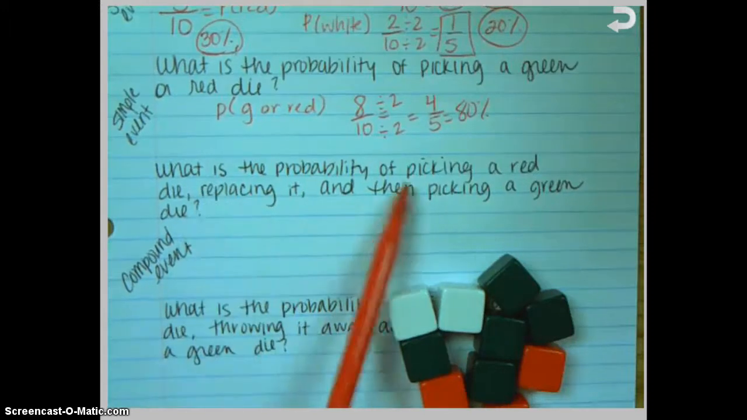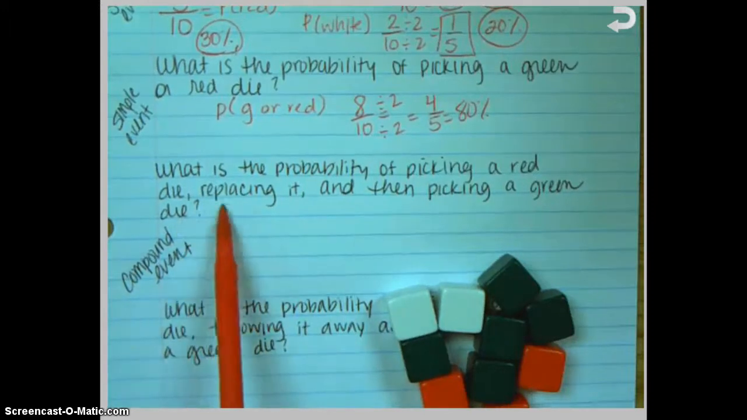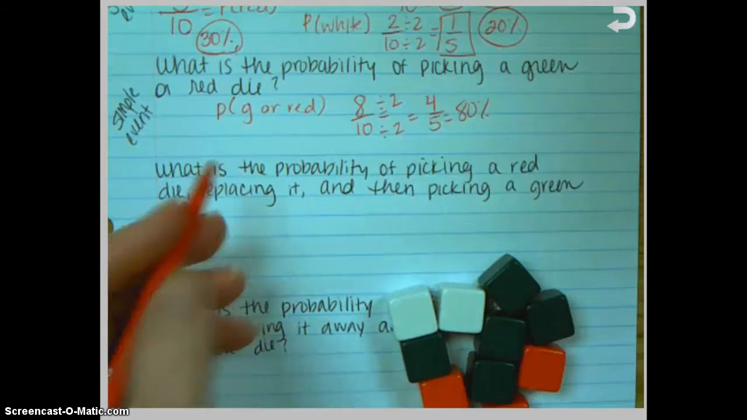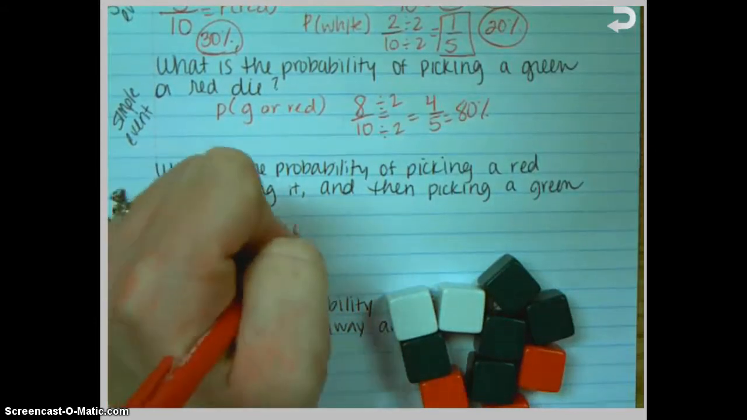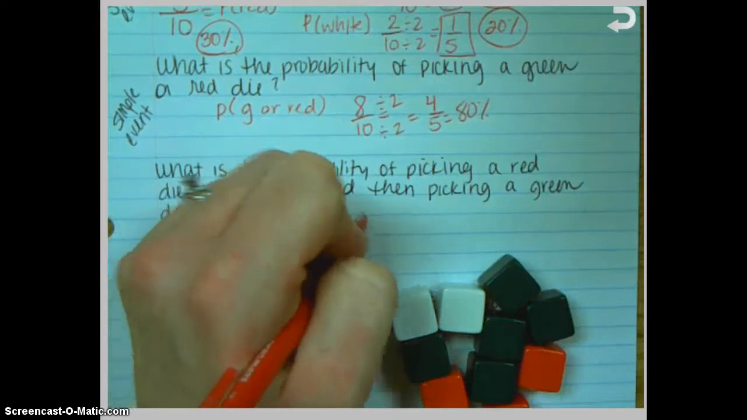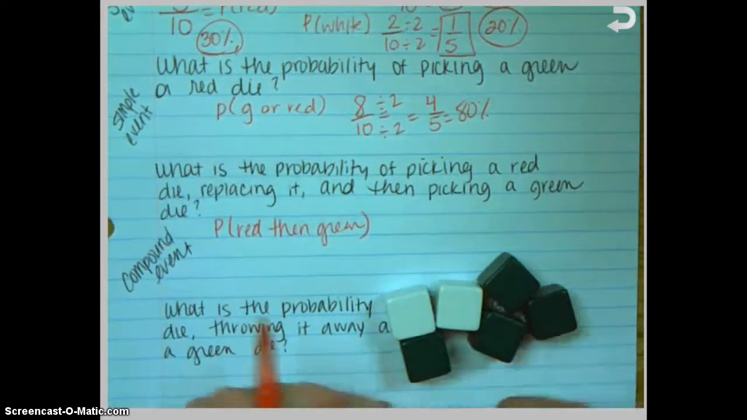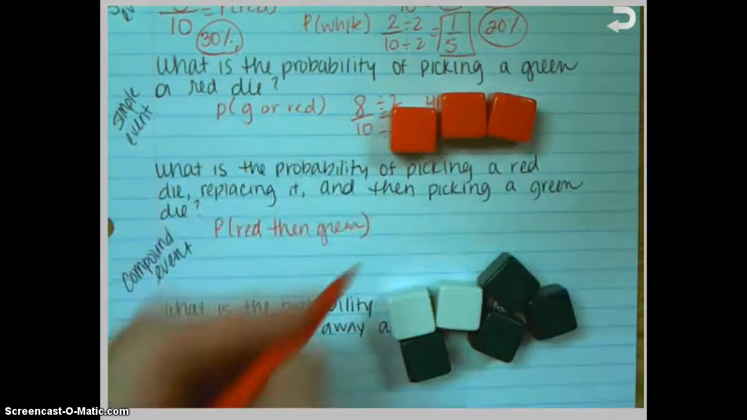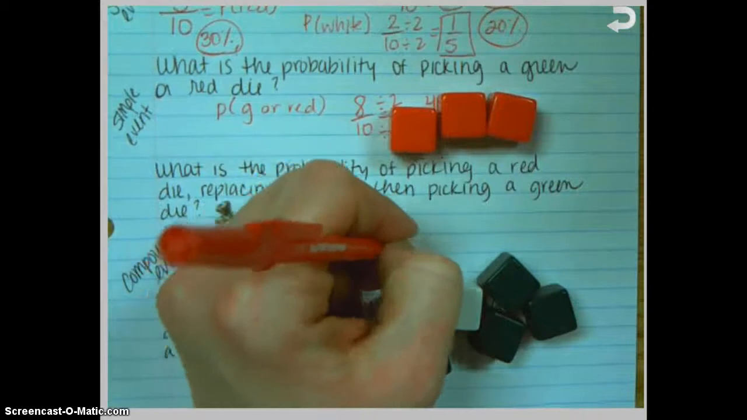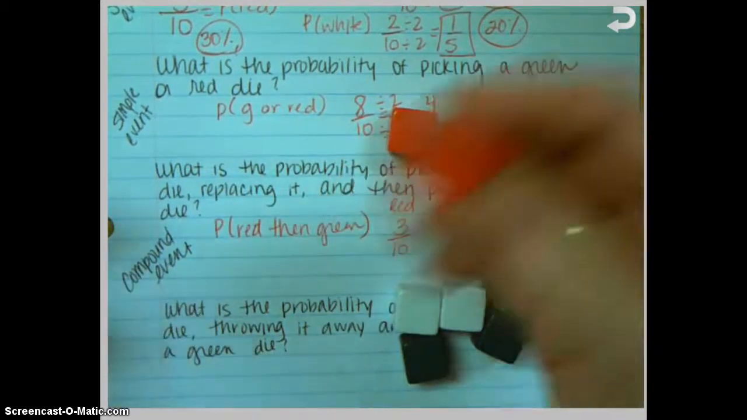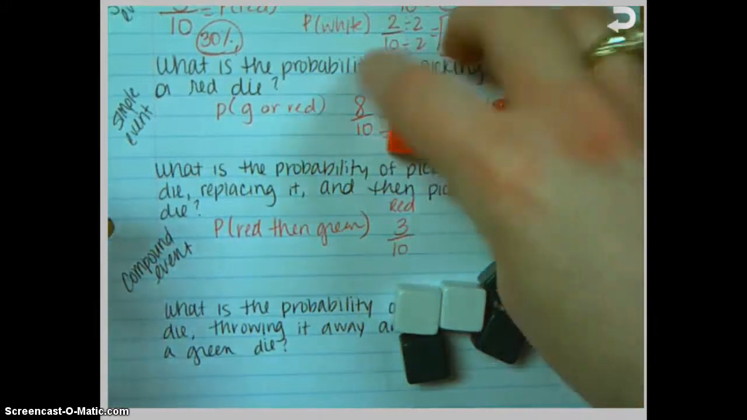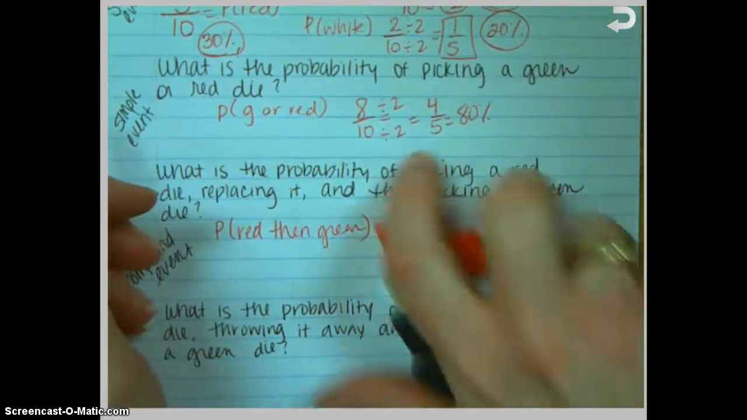So what is the probability of picking a red die, replacing it, and then picking a green die? So you want red, then green. So you have to break that up. So what's the probability I'm going to pick red? I had 3 red out of 10 total. So I'm going to pick this red, and then I would say, oh, cool, a red. And then I'm going to put them back, and then I need to pick a green.